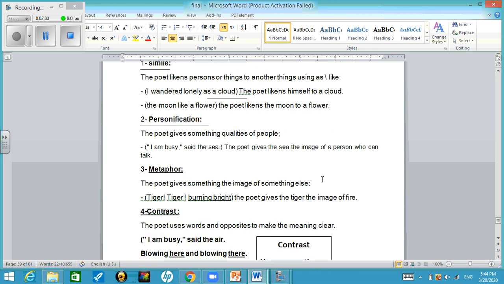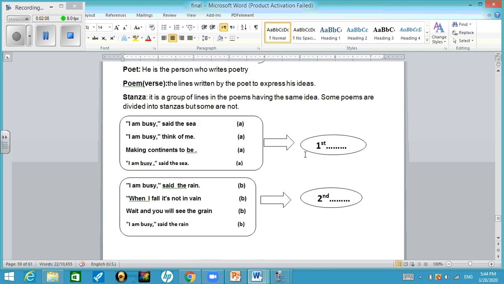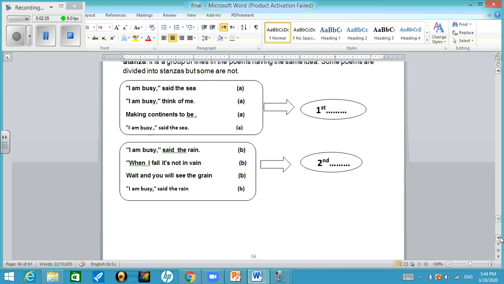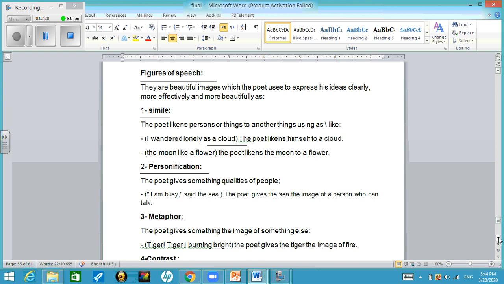Okay. Next, what do we have? Okay. Again, the stanza is the group of lines in a poem having the same idea. Okay? Usually, the poem is divided into many stanzas, but some poems are not divided into stanzas, so it's fine. Okay? Some of the things that we use in poetry is the figures of speech.